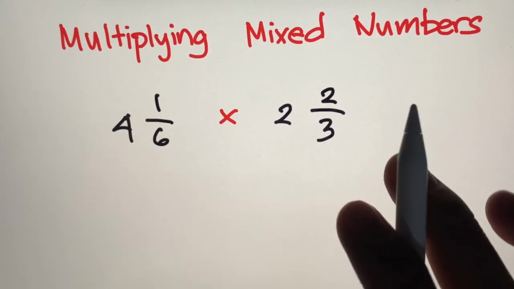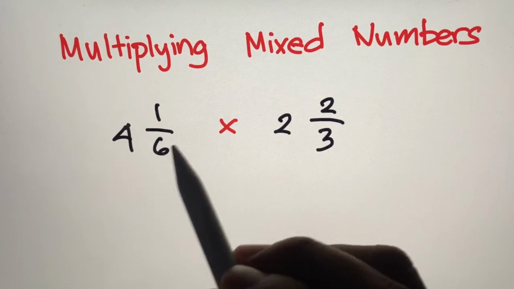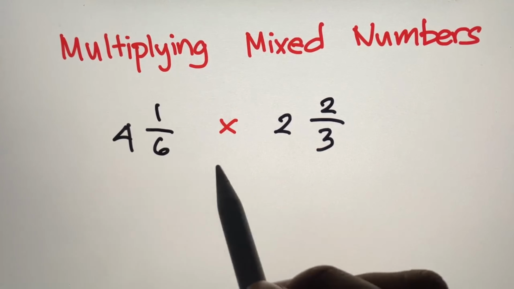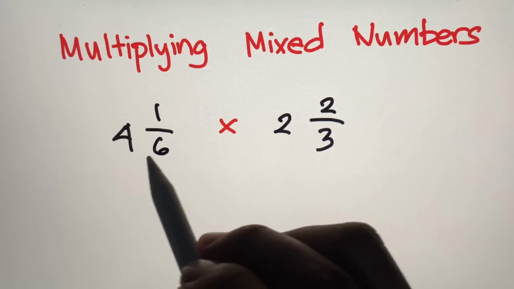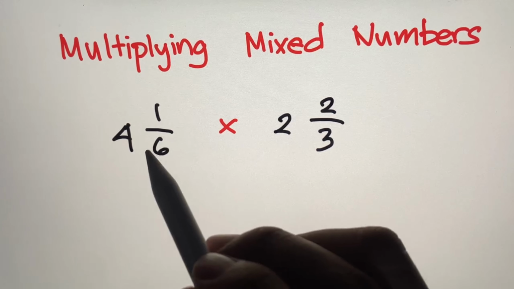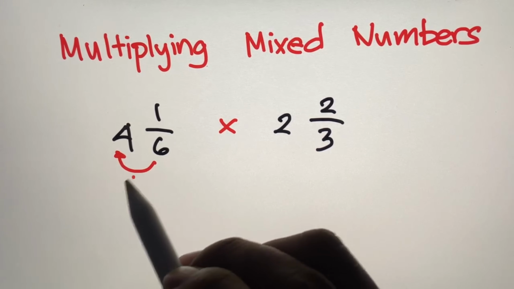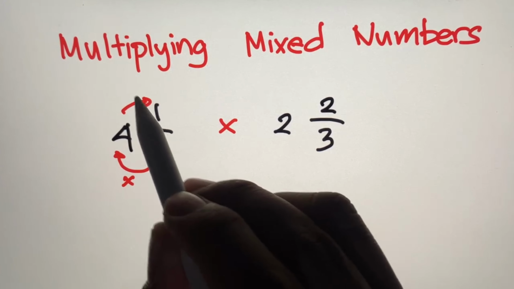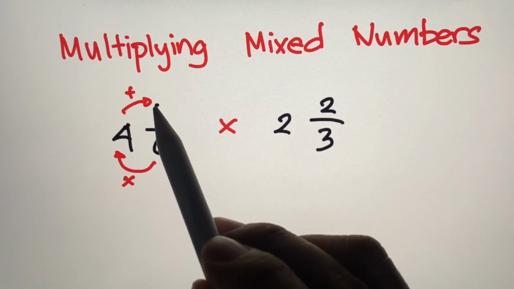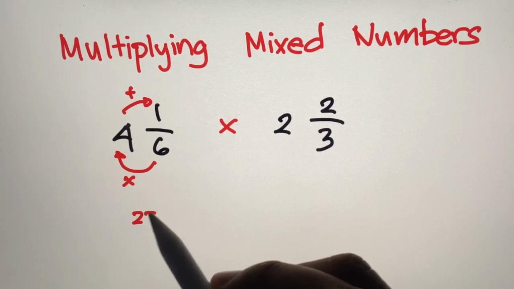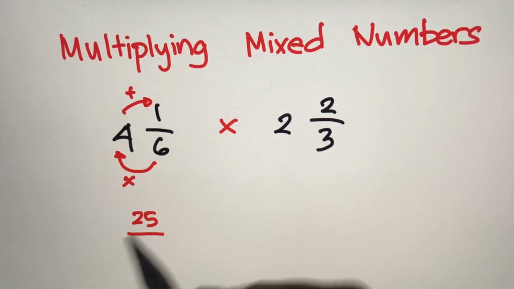The proper way of doing this, there are two ways actually. The standard is to convert this into its improper form so that you would have a fraction that is not mixed. To convert it, you multiply the denominator with the whole number, and then add the numerator. So that would be 6 times 4, that would be 24, and add 1, that would be equal to 25. So our numerator would be 25, and we just copy the denominator.